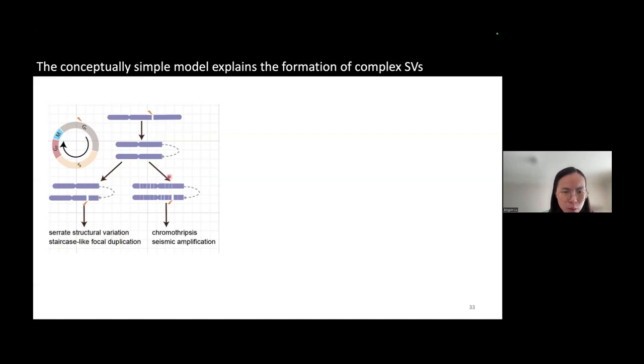But when they break, there may also be local fragmentation. In this case, the chromosomes will be shattered into many pieces, causing chromothripsis and seismic amplification, a lot of amplifications. I will focus on this case in the next few slides.